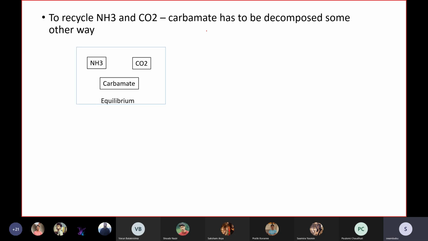So what is this way? When you compress it, the reaction between ammonia and CO2 will happen, and some amount of carbamate will form. When you recycle it, we have ammonia and CO2, and some amount of ammonia reacts with some amount of CO2 to form the carbamate.